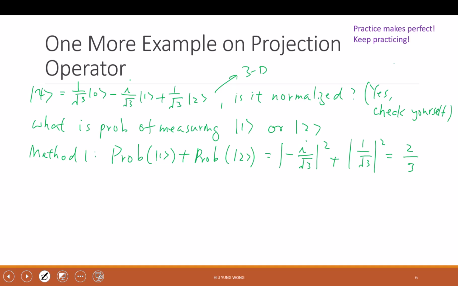And the probability is 66.66% of the time I will get 1 or 2 when I do the measurement, right? Now, method 2 just wants to demonstrate how to use the projection operator again. The probability is going to be psi, projection operator to 1, psi, plus psi, projection operator to 2. The reason I'm doing this is purely to practice the bracket notation, okay?